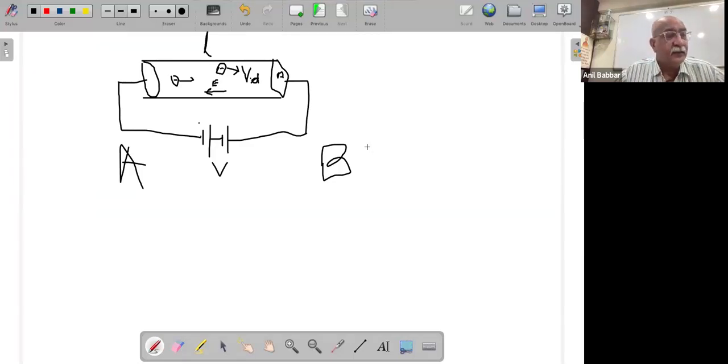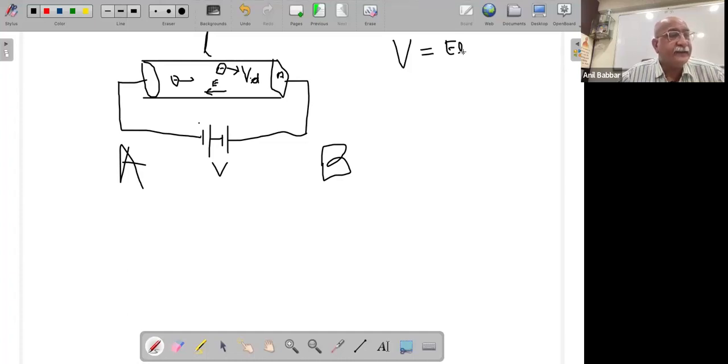So when we connect this metal wire to a battery, which has a potential difference of V, fine, V is equal to E times L, where E is the electric field and L is the length. We may write V equal to EL between the ends of the wire.